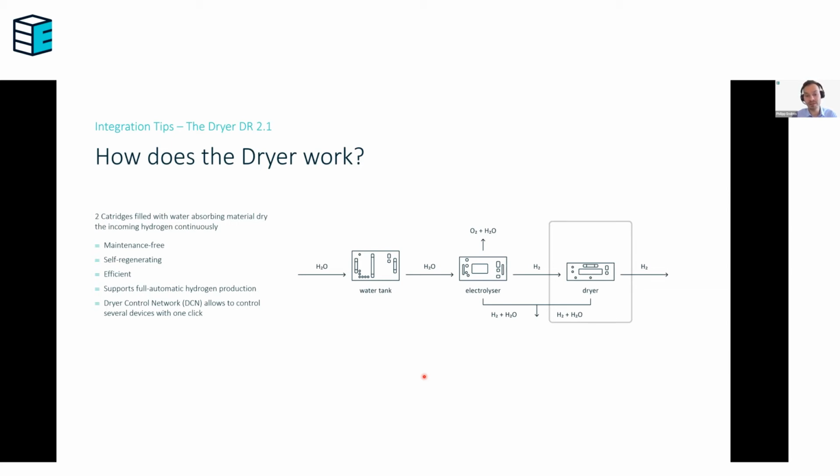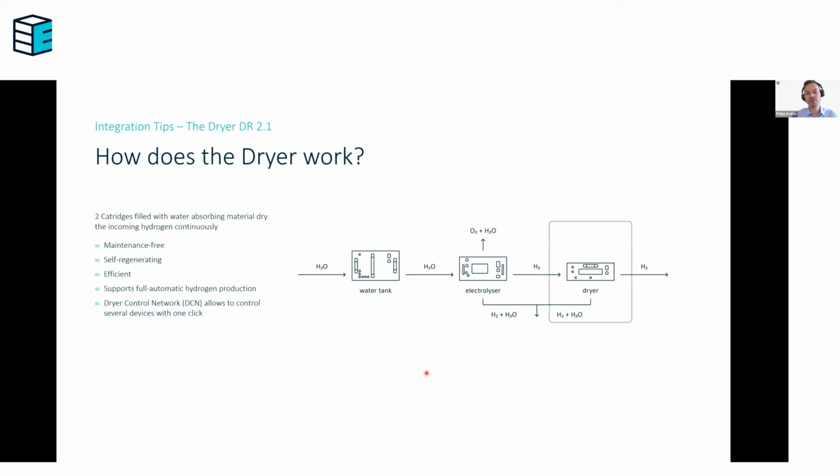The dryer itself is self-regenerating, so it can continuously dry hydrogen. So even if you are producing 24/7, it is possible to always have dry hydrogen. It doesn't need to be switched off for regenerating. It is very efficient, and it also supports this full automatic hydrogen production, where, as I said before in the electrolyzer, when you reach the maximum pressure, it also automatically switches to standby, and you have the possibility to fully monitor and control the device via app and web interface and Modbus TCP/IP via the dryer control network.